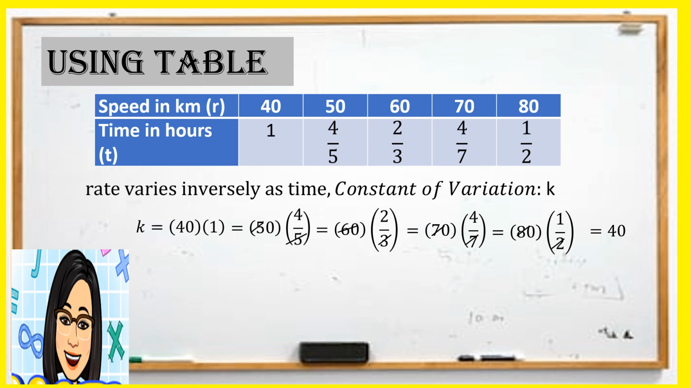So the rate times the time are all equal to 40. We can say that the rate varies inversely as the time. In symbols, R is equal to k over T. So the equation of variation is R is equal to 40 over T.